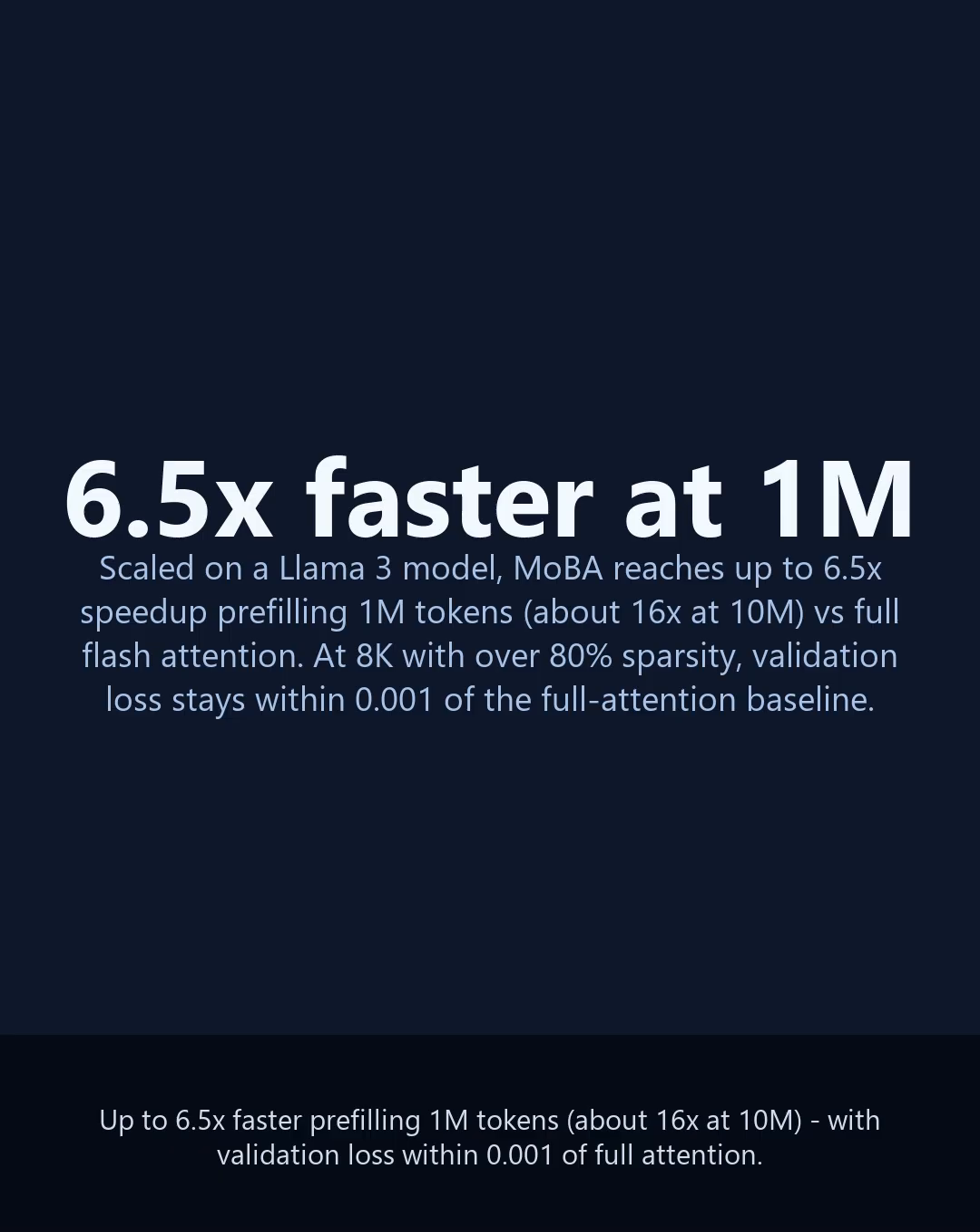The numbers are the point. On a Llama 3 model scaled to long context, MoBA reaches up to a 6.5 times speedup when prefilling 1,000,000 tokens, and around 16 times at 10 million, versus full flash attention. At 8,000 tokens with over 80% sparsity, its validation loss stays within 1,000th of the full attention baseline. Big savings, almost no quality lost.